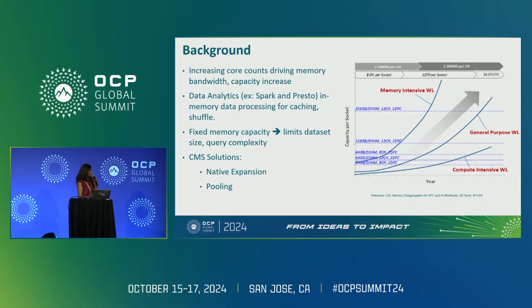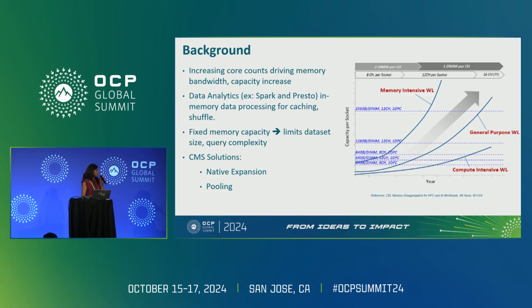So as we know, processor core counts have been increasing, and that's driving the memory capacity and memory bandwidth demands. That's especially true for memory-intensive workloads like Spark and Presto, because they are the analytics engines for in-memory processing, caching operations and shuffle operations. Traditional servers have a limited memory capacity, and if the data sets are more complex or the querying performance demands are more severe, then that can lead to more I/O activity and paging demands. This is where composable memory solutions can help.